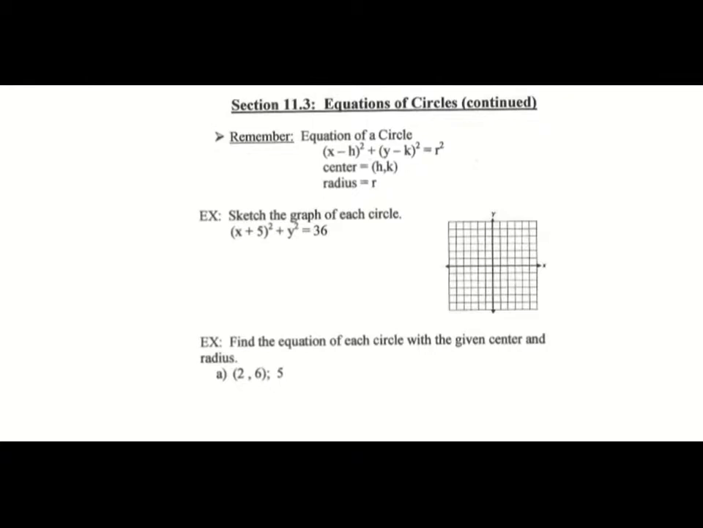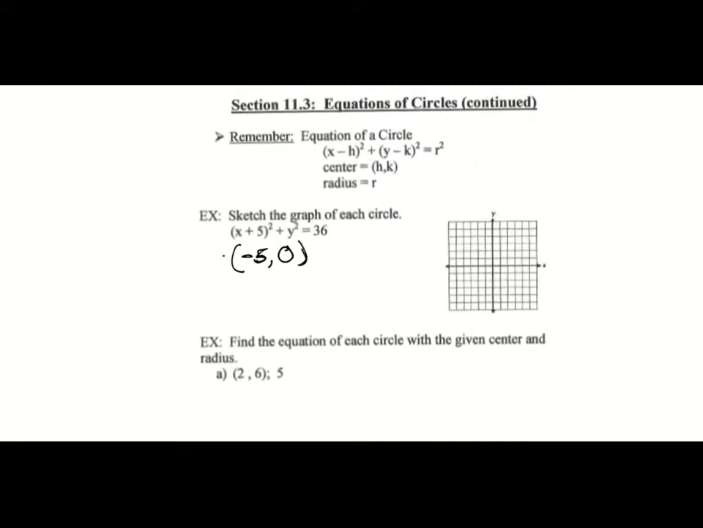So let's practice again, just as a review. We have this equation, (x + 5)² + y² = 36. What is our center and our radius, so we can sketch that graph? So first of all, we need to look at our h and our k. Here, in our first part, we have x plus 5. Now it's supposed to be x minus h. So if we have a plus 5 here, that means we're going to have a minus 5 as our h. And then if we have just y squared by itself, that means our k is 0. That k has gone away, so it is 0.